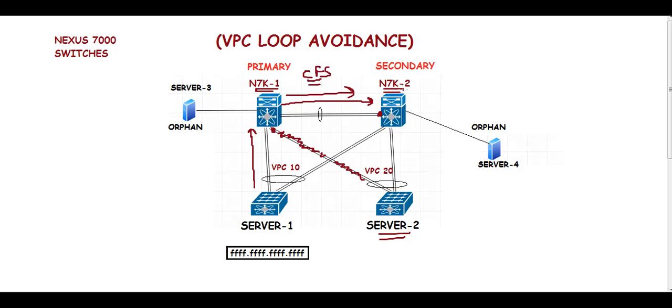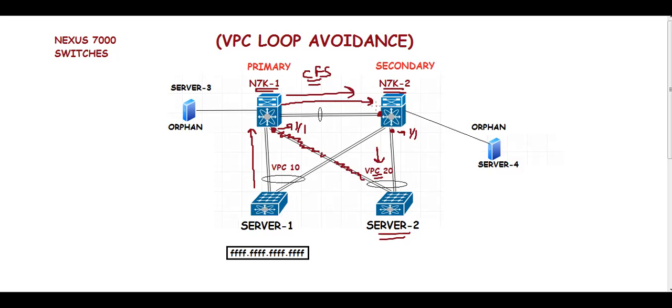Let's say N7K1 and N7K2 are forming VPC 20 here. Let's say this port in the VPC is port 1/1, and here also it is port 1/1. N7K2 knows that the N7K1 link which is connected to server 2 in VPC 20 is down. So now N7K1 cannot reach server 2 directly, so it has only one path, which is over the peer link. In that case, the process of setting the VSL bit will be bypassed.